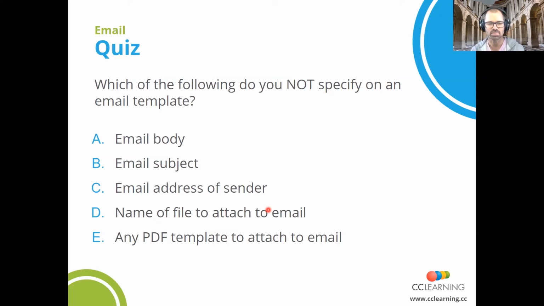But there's something more. We don't specify the name of the file to attach to the email either. Let's just make sure I've got it right. There we go. So name of the file to attach to the email, that's actually not specified there. We attach the file category as well. Okay, so not the name of the file, but file category. But we do specify the PDF template to attach to the email.